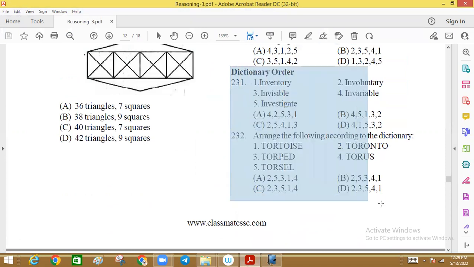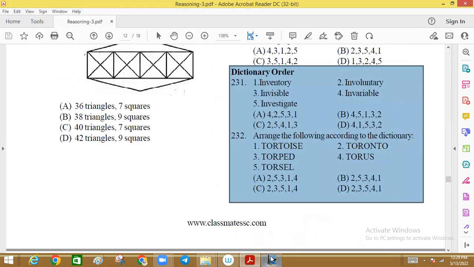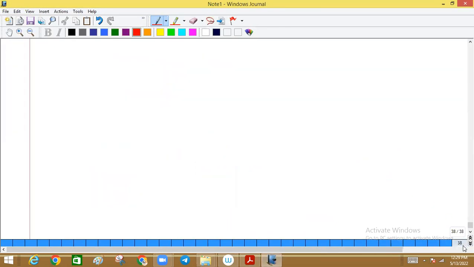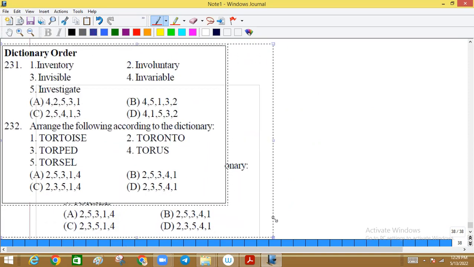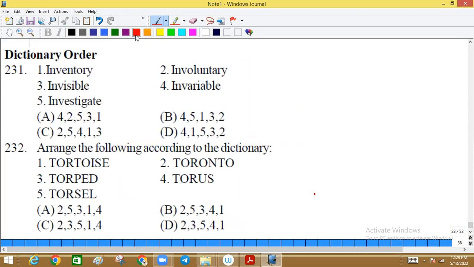Next one is dictionary order. This is also very important because frequently we can expect these questions in both SI and SSC exams. So let's try to answer it. What is the meaning of dictionary order? I think you know. Alphabetical order only. First letter comes, second letter, third letter, and all.